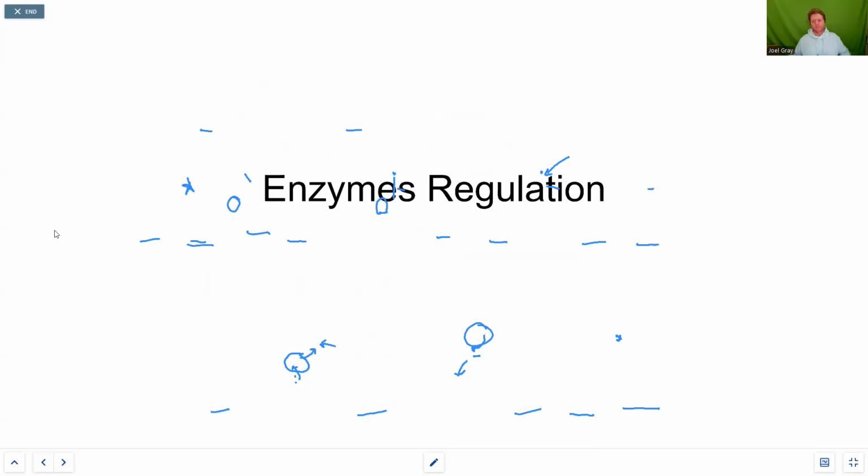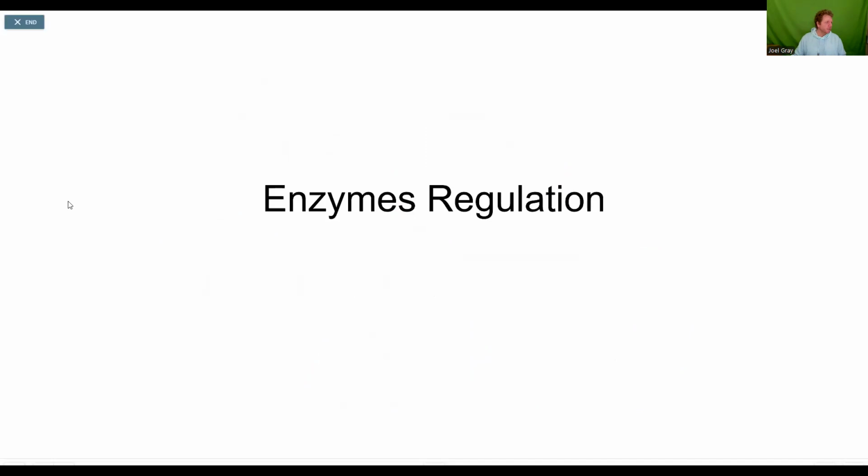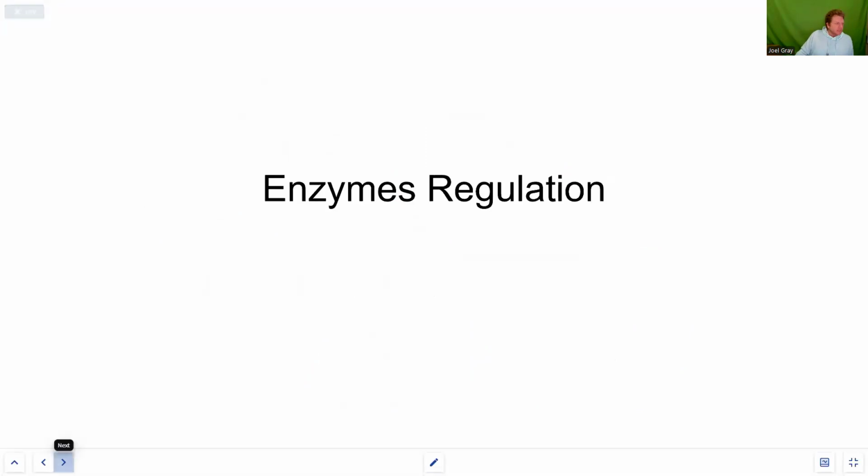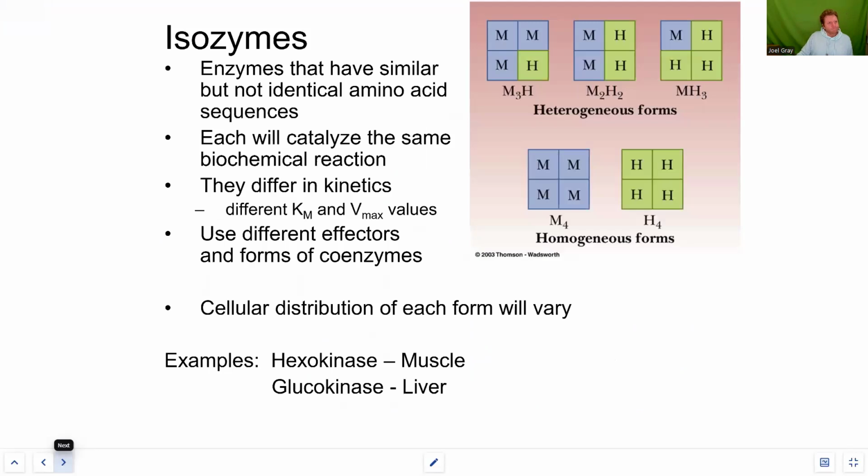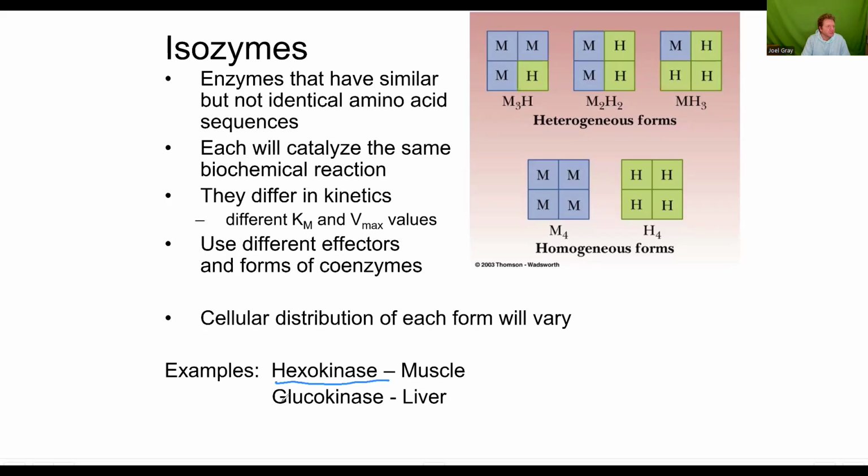Okay, so now what we've got, enzyme regulation. So enzyme regulation, it's not trivial, but enzymes can be regulated in a couple of different ways. And one way in which they can be regulated is by different isozymes. So isozymes are enzymes that have similar but not identical amino acid sequences. An example of a pair of isozymes are hexokinase and glucokinase. Now, what's the difference between these two enzymes? Well, they do the same reaction, but they differ in their kinetics, Km and Vmax. For example, hexokinase is basically in every tissue.